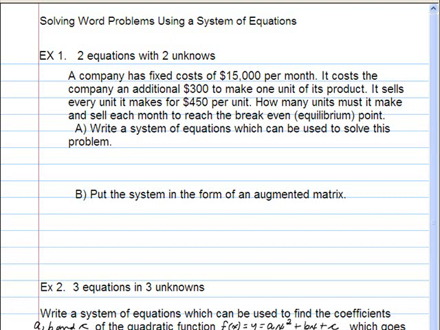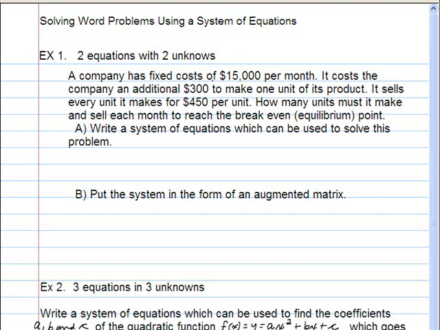It sells every unit that it makes, and it gets $450 per each unit that it sells. So $450 per unit revenue, $300 per unit it costs the company to make the product. How many units must it make and sell each month to reach the break-even, or what we call the equilibrium point? Part A says write a system of equations which can be used to solve this problem.